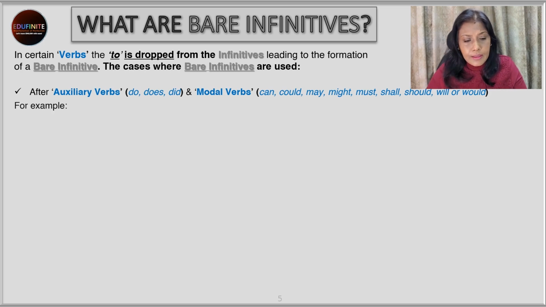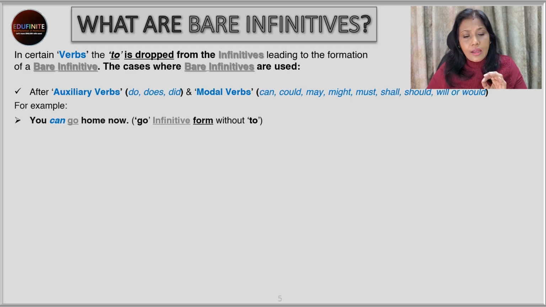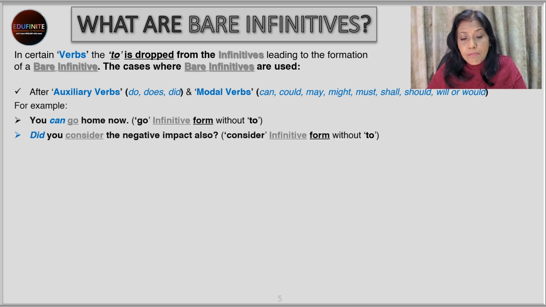So for example, you can go home now. So after can, we are not saying to go. We are dropping the to and we are just using the base verb go. So that's how it becomes the bare infinitive. Next, did you consider the negative impact also? So again, after did, we are not using to consider. We are using only consider, dropping the to. So it's the infinitive form without the to.